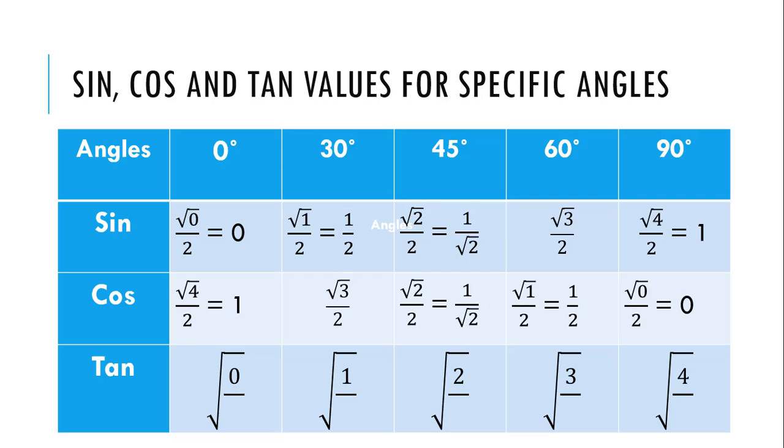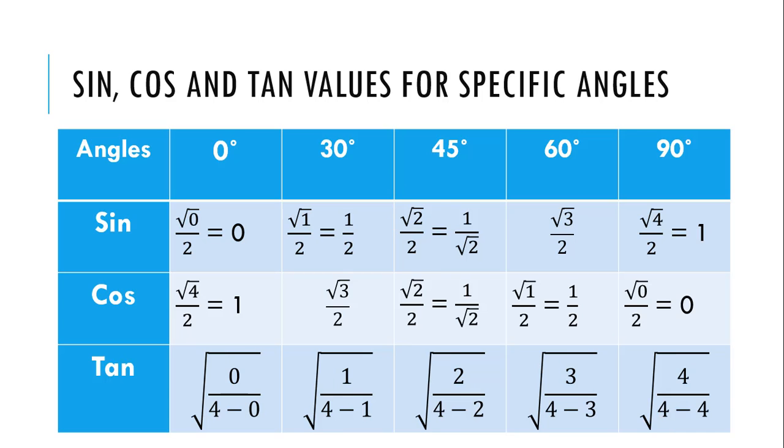Now in the denominator, we write the numbers 4 minus 0, 4 minus 1, 4 minus 2, 4 minus 3 and 4 minus 4 as shown here in the denominator for tan values. Now let's solve this.